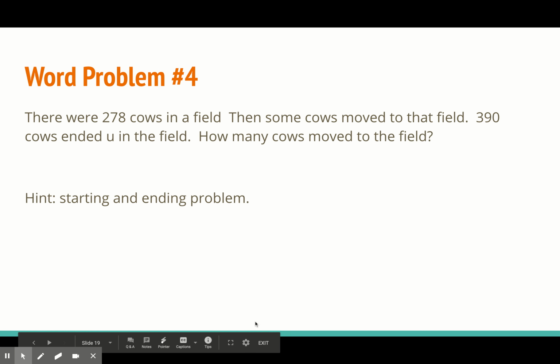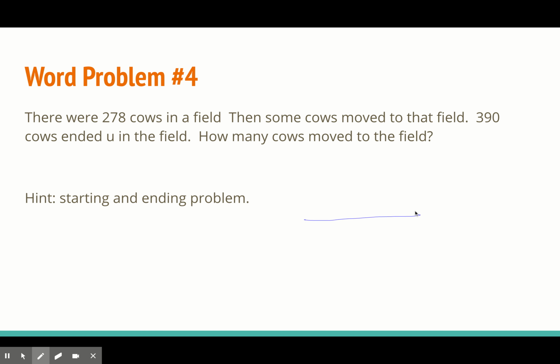Okay, whether you got the right answer or the wrong answer, I'm going to show you how to do it right here. We have our addition number family. There were 278 cows in a field, then some cows moved to that field, they ended up, so we started with this, we ended with this, right? We have our change number. How many started there? 278. How many ended there? 390. And now we are going to subtract.